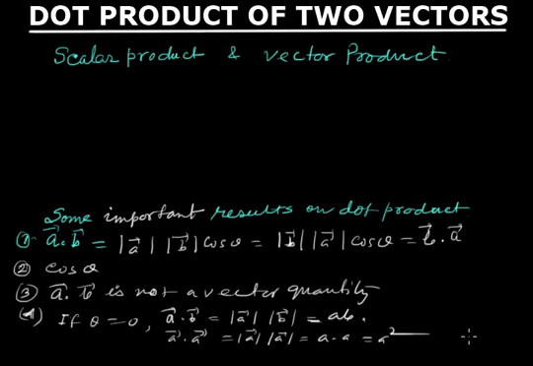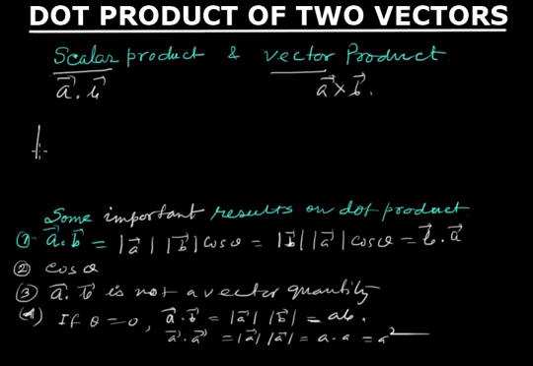Hello viewers. Now we'll discuss the scalar product or dot product and the vector product or cross product of two vectors. Here we are using one is a scalar, another is vector. So we'll use two symbols: A dot B between two vectors A and B, and this is A cross B.